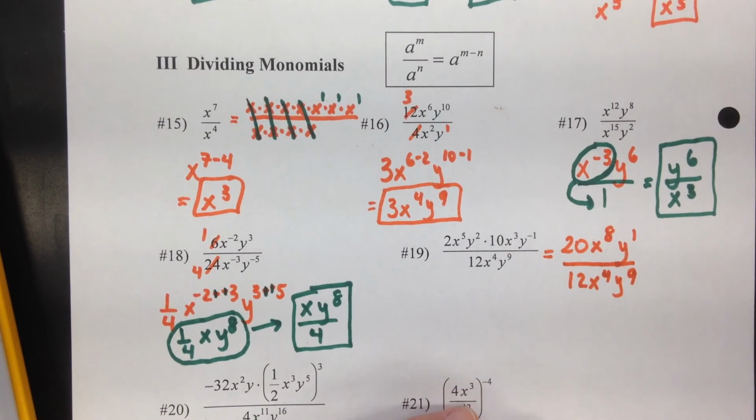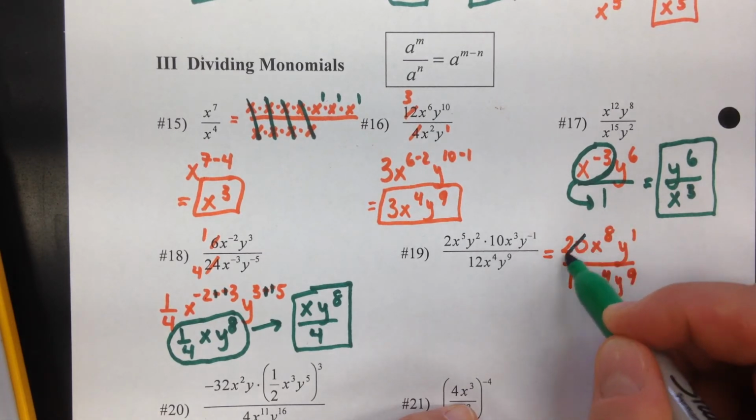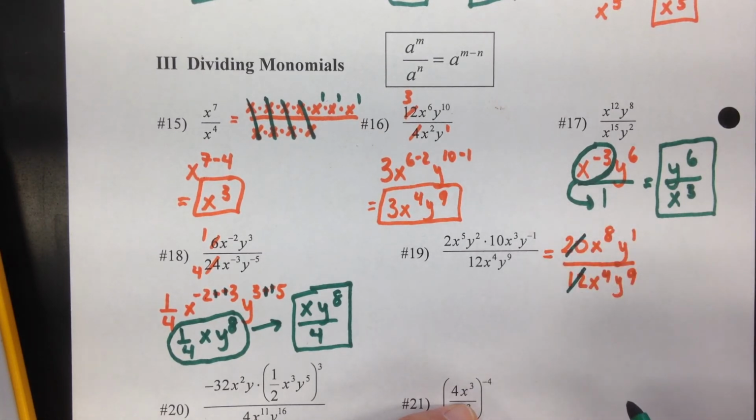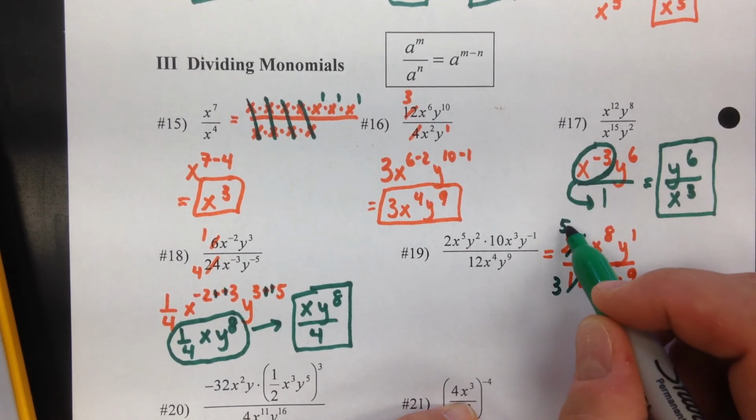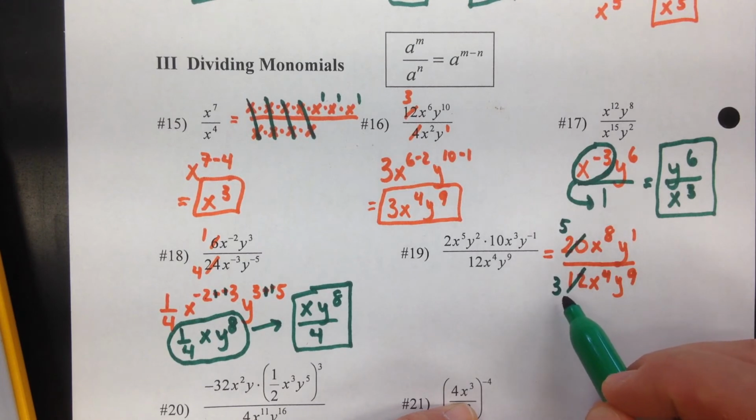Now we can do the division. Starting with 20 over 12, each of those is divisible by 4. So I'm going to reduce it. That would be 5 over 3. 20 divided by 4 is 5. 12 divided by 4 is 3.